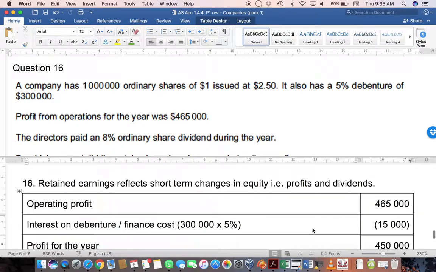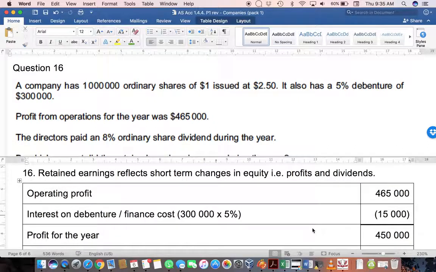16. A company has 1 million ordinary shares of $1 each issued at $2.50. Here again, you can see the difference between the par value or nominal value and the issue price. And the difference between these two, that extra $1.50, would have been the premium. It also has a 5% debenture of $300,000. Remember that a debenture is actually a loan, it's part of liabilities, but 5% means you have to pay interest of 5% every year on that loan.